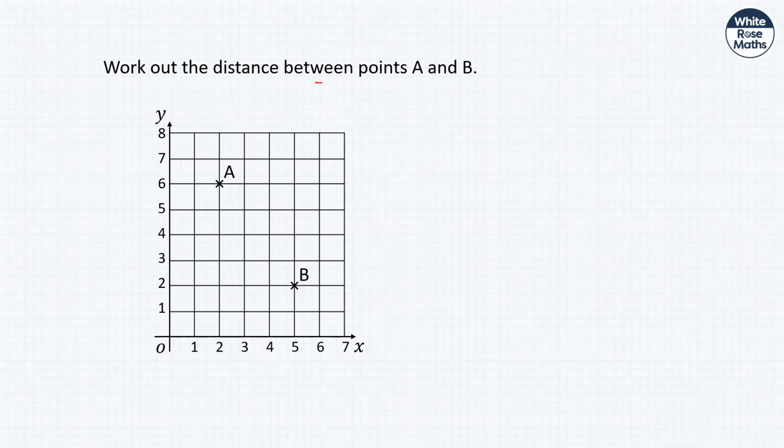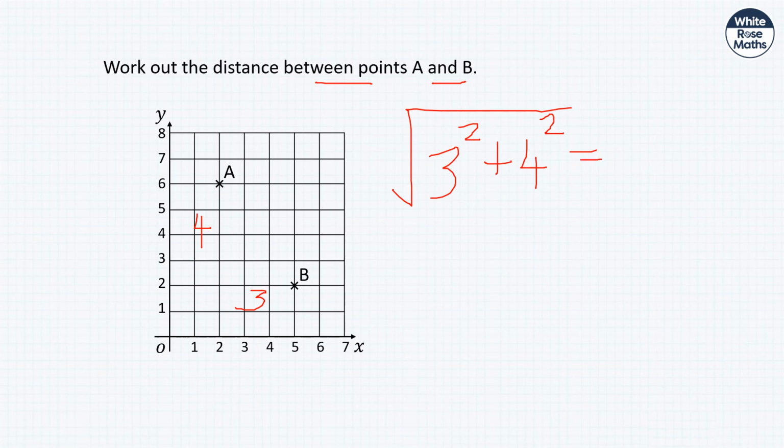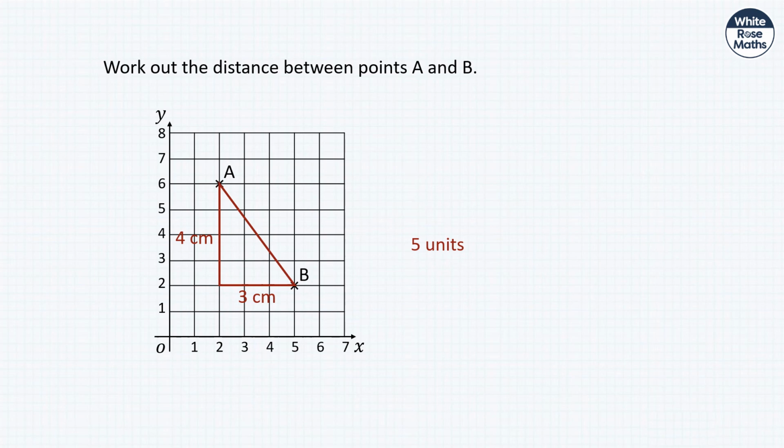Work out the distance between points A and B. So it goes across 1, 2, 3, and it goes up 1, 2, 3, 4. Again, it's a 3, 4, 5 triangle. So the distance of AB will be 3 squared plus 4 squared, square rooted. If you simplify that, you'll get the square root of 25, which is 5. 3 squared is 9, 4 squared is 16. So AB is equal to 5, guys. There we go, 3, 4, 5.